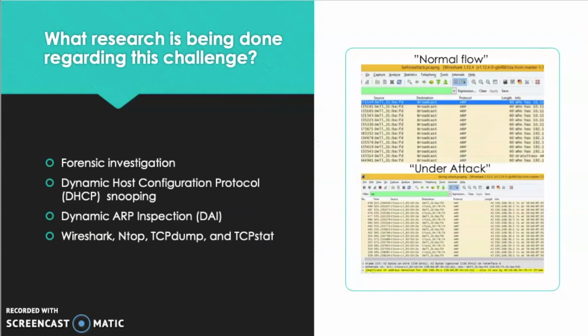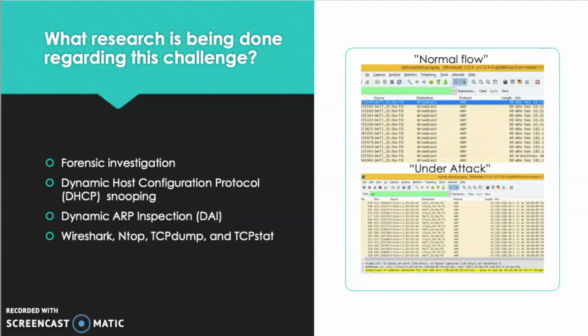Okay, so what research is being done regarding this challenge? The article that I chose talked about the use of forensic investigation when dealing with ARP cache spoofing. What I mean by this is how to convict someone that has attacked an ARP with this ARP cache spoofing, because frankly, it's kind of hard to do that with computers and how the law is. So being able to get hard evidence.